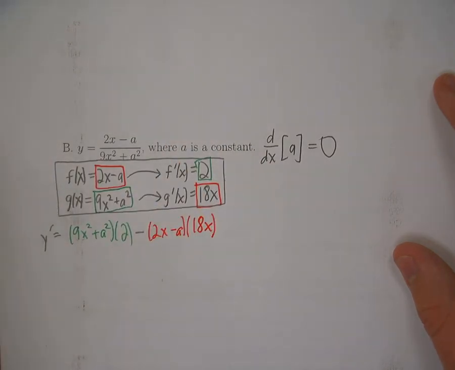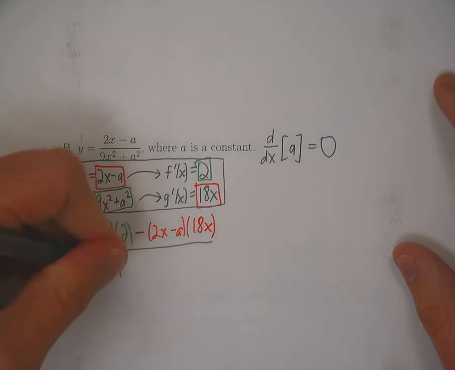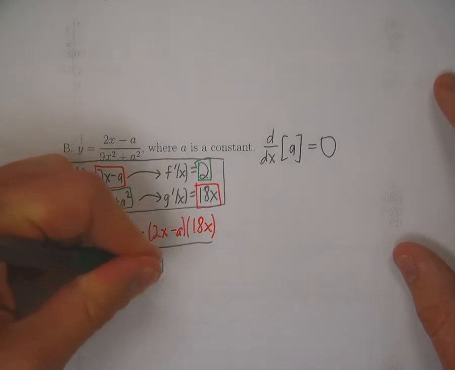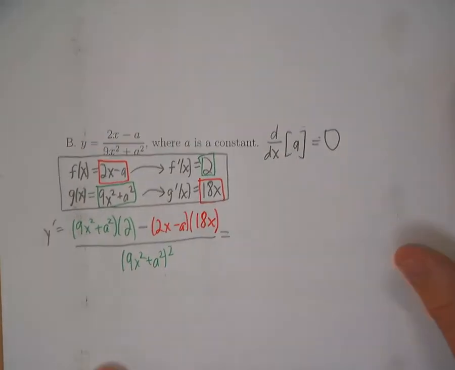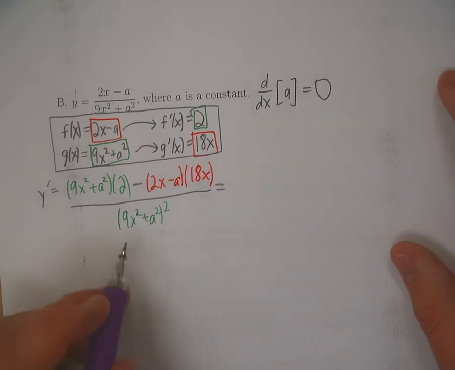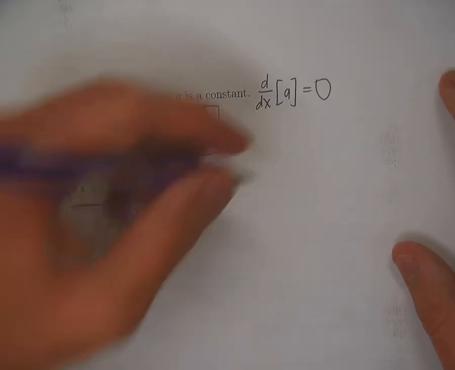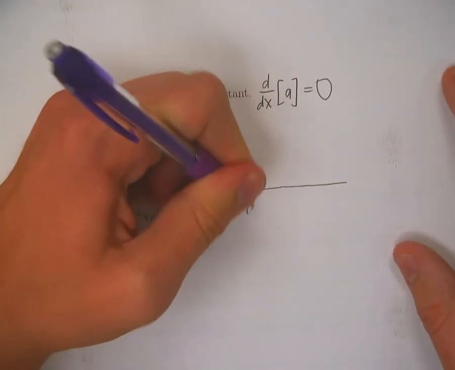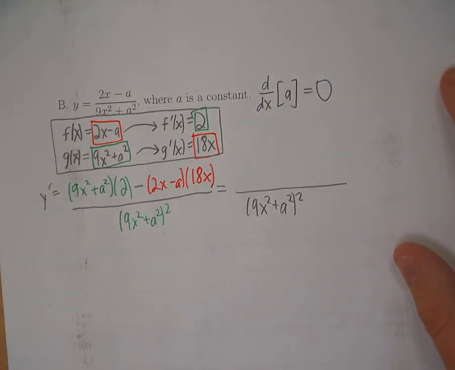Well, okay, and then all over, in this case, low squared, so 9x squared plus a squared, quantity squared. Alright? So in this case, the denominator, there's not much we can do, so let's just leave that alone. So we have 9x squared plus a squared, quantity squared. So, let's just focus on the numerator from this.